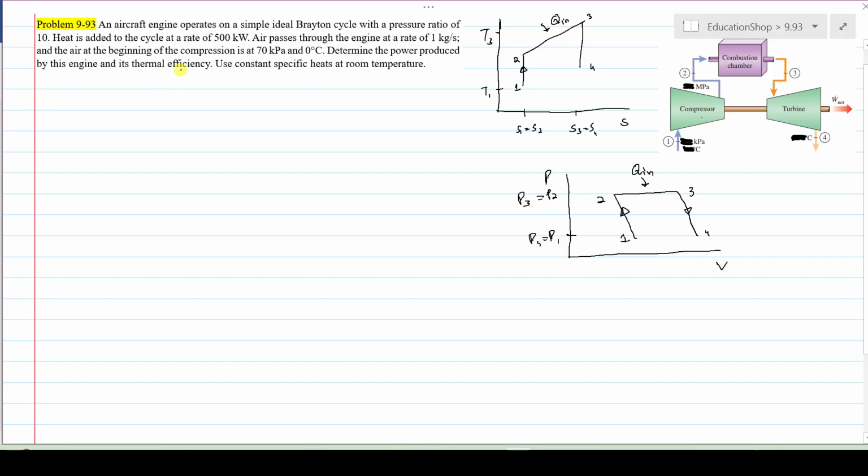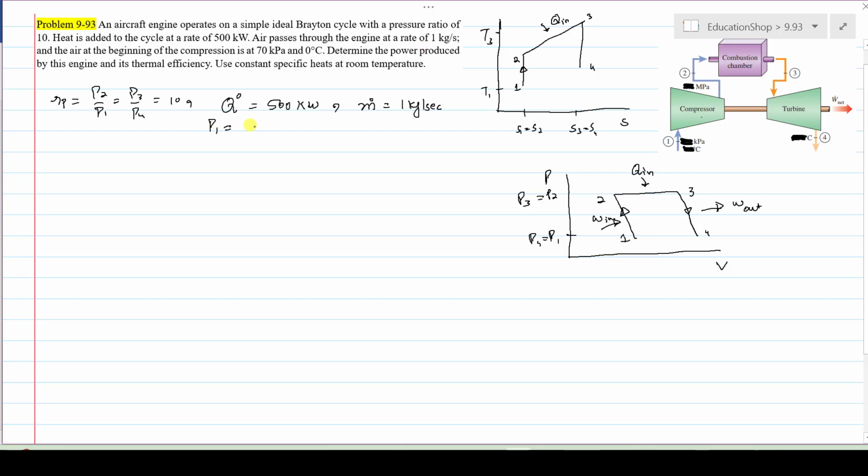Now let's come to the statement and see what data is provided in this Brayton cycle. The first is the pressure ratio, that is P2 divided by P1, also equal to P3 divided by P4, and it is 10. The heat added is 500 kilowatts. So the heat that is added in process 2 to 3 at a constant pressure is 500 kilowatts. 1 to 2 requires some work input in order to run the compressor, and 3 to 4 will give you the work out when the gases expand in the turbine. The mass flow rate of air is 1 kg per second.